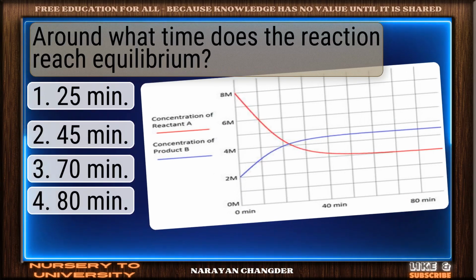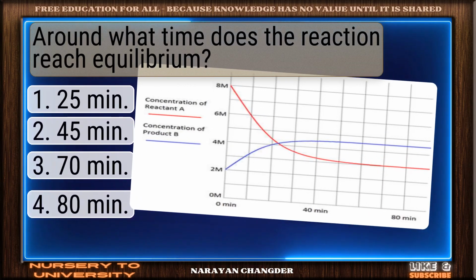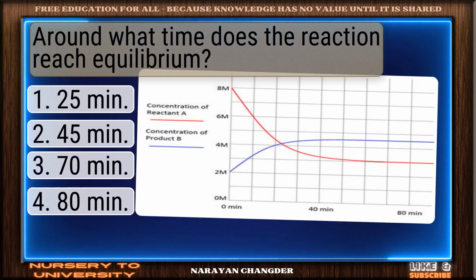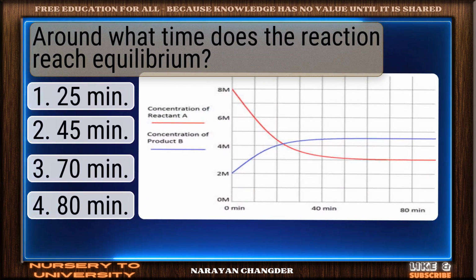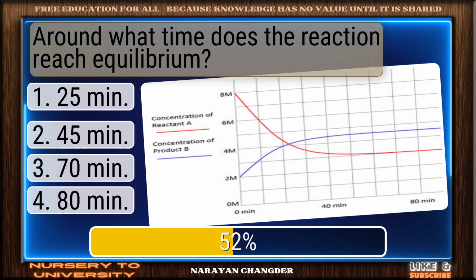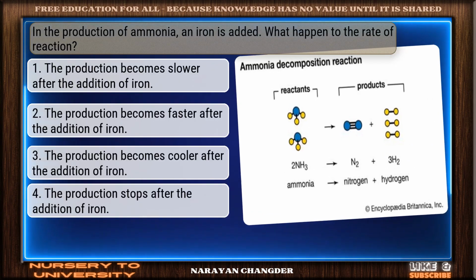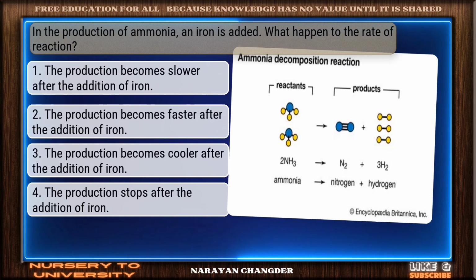Around what time does the reaction reach equilibrium? Option 1, 25 min. Option 2, 45 min. Option 3, 70 min. Option 4, 80 min. Well done, 45 min. In the production of ammonia, iron is added.